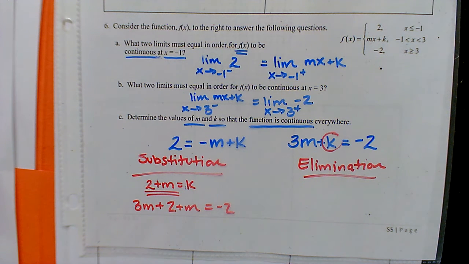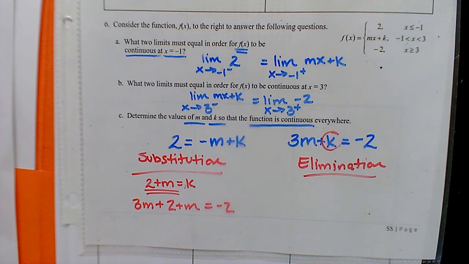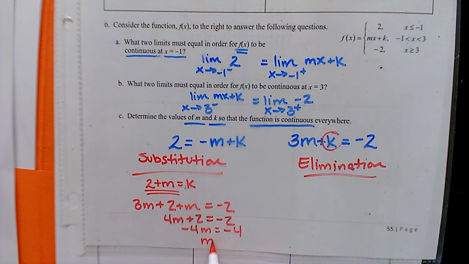So now we kind of merge the 2 equations together and we have one equation with one variable. Let's go ahead and solve for m. 4m plus 2 equals negative 2. You can subtract the 2 over. So it looks like m is -1.